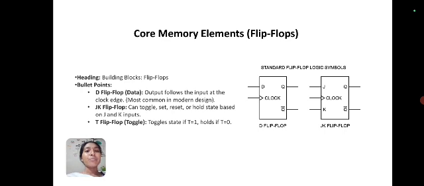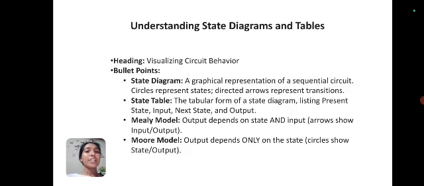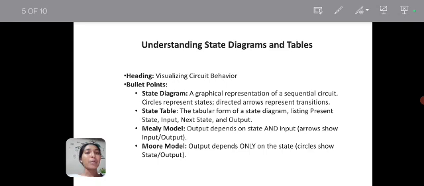D flip-flop: the output follows the input at the clock edge. Most common in modern designs. JK flip-flop can set, reset, or hold the state based on the J and K inputs. D means data. T flip-flop: toggle if T is equal to 1, hold if T is equal to 0. This is the diagram of the D flip-flop and JK flip-flop.